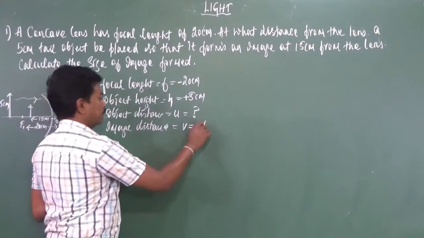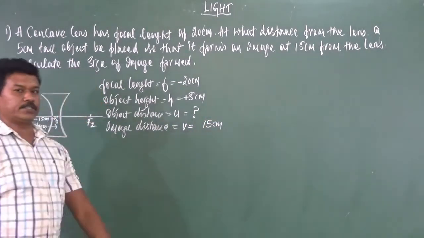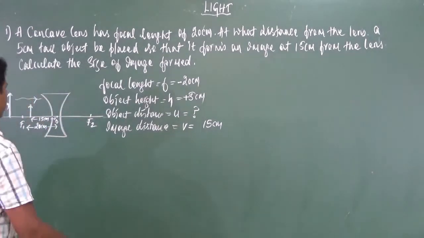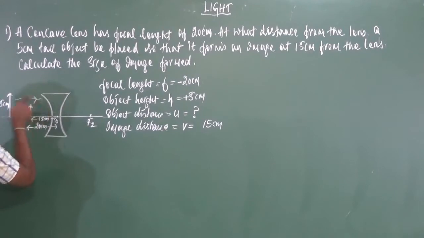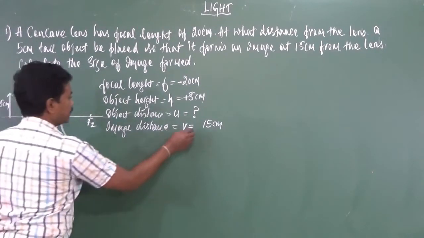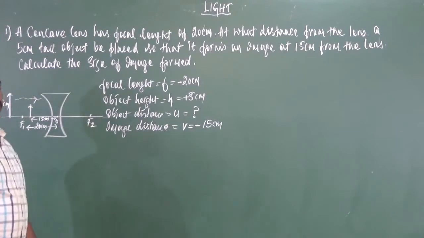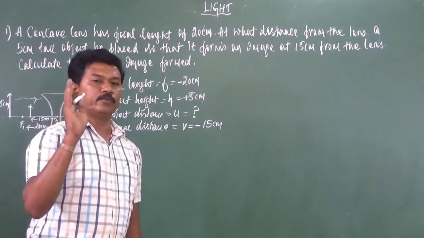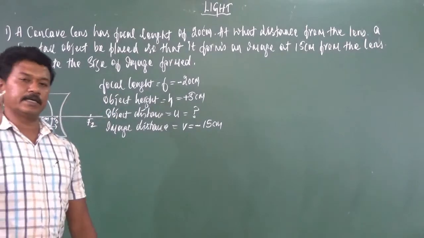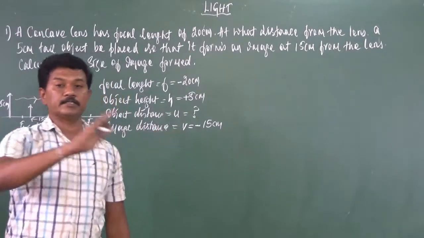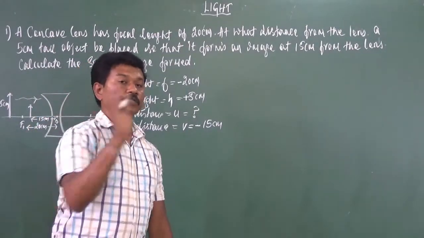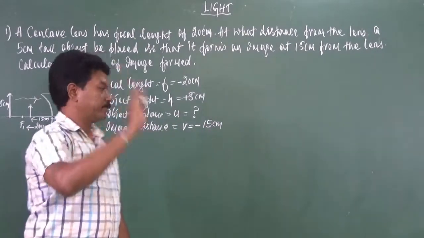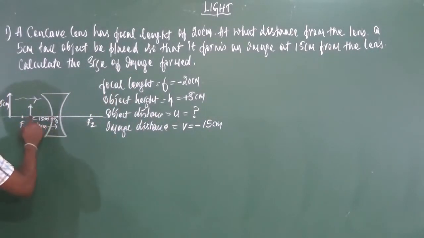Shall I write it as positive or negative? Which sign should we put there? Again, here we are measuring this 15 centimeters from the optic center towards the image. As we are measuring this opposite to the direction of the incident light rays, it should be taken as negative. Very simple: whatever distance you measure, if you measure it along the direction of the incident light rays, it is taken as positive. If you measure it against the direction of the incident light rays, it should be taken as negative. Along the direction, positive. Against the direction, negative. Very simple. Okay. So v is 15 centimeters.